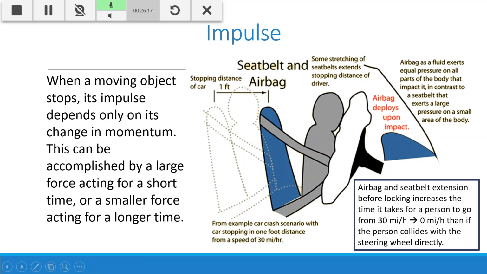So here is that example of the safety features, seat belts and airbags. You can take a look at this, pause the video, and look over this example a little bit more on your own.